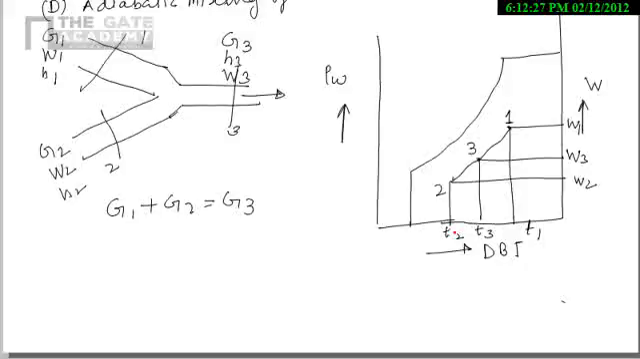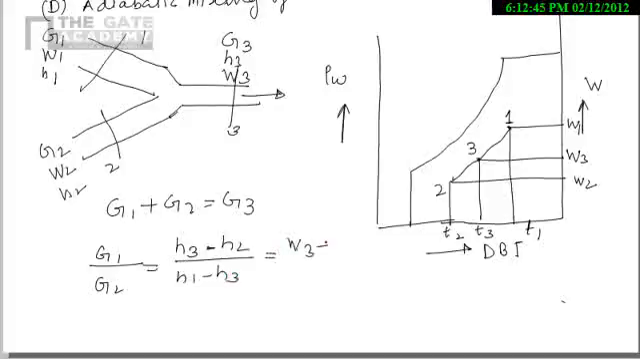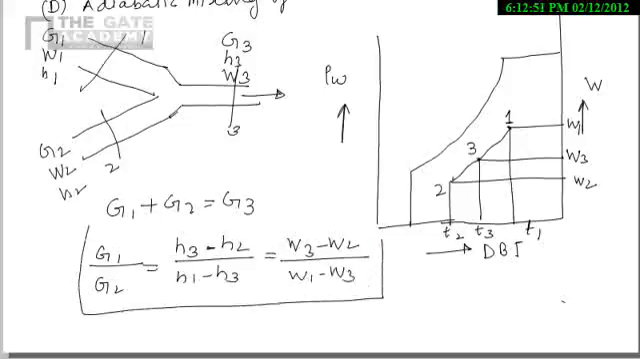So for adiabatic mixing of two streams, we have a formula, that is G1 by G2 equals H3 minus H2 divided by H1 minus H3, equals W3 minus W2 divided by W1 minus W3. So remember these two formulas for adiabatic mixing, that is G1 plus G2 equals G3, and G1 by G2 equals H3 minus H2 by H1 minus H3 equals W3 minus W2 by W1 minus W3.